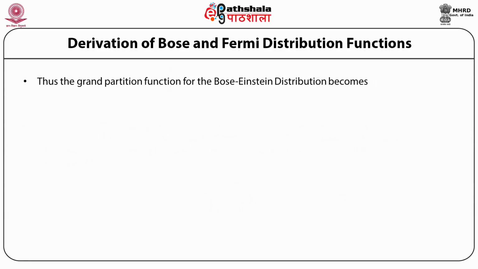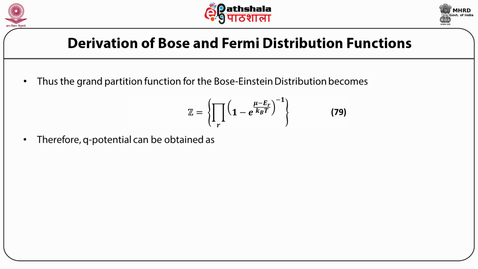The grand partition function for the Bose-Einstein distribution becomes Z is equal to product over r of 1 minus e raised to power mu minus er upon kBT, raised to power minus 1. Therefore, the Q potential can be obtained as Q is equal to log of the partition function is equal to minus summation over r log of 1 minus e raised to power mu minus er upon kBT.